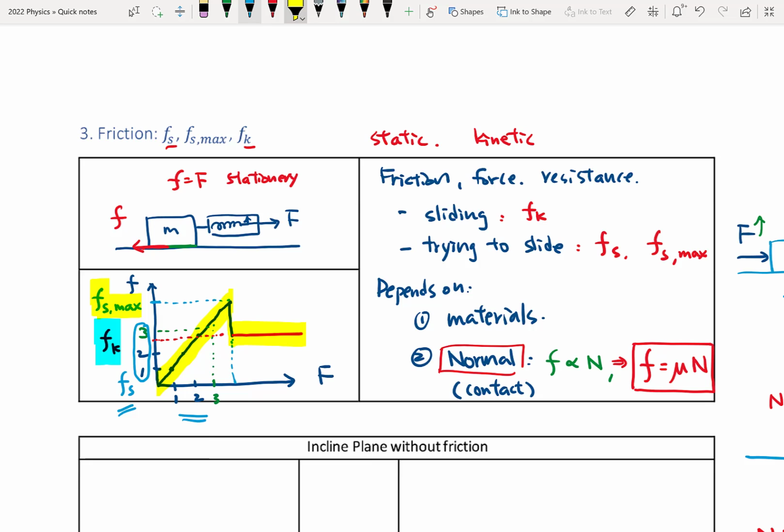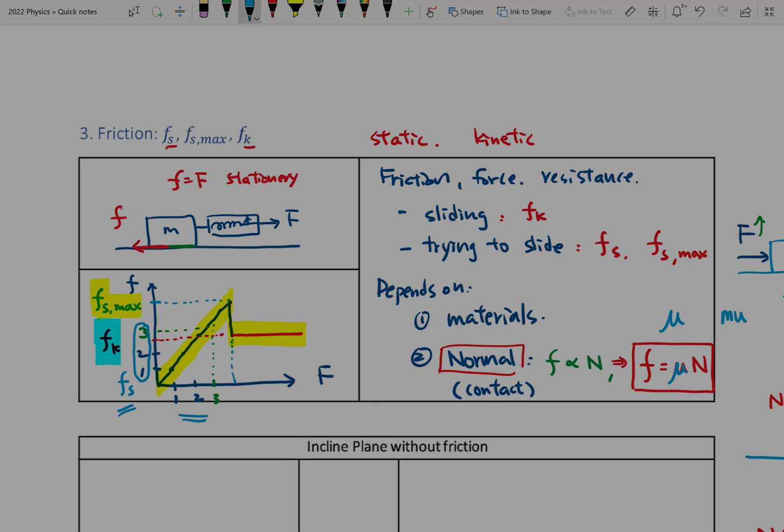Oh, and I forgot to mention the friction coefficient, mu. We read this as mu, and this is how we write it. So this is the conclusion of the introduction of friction.